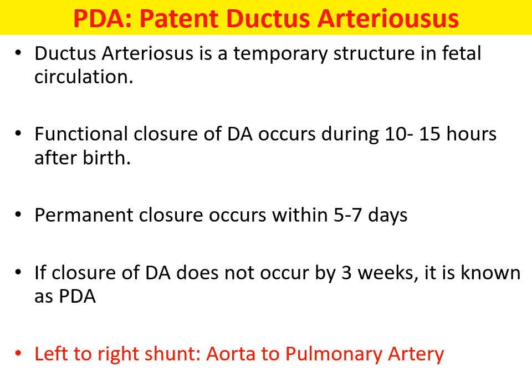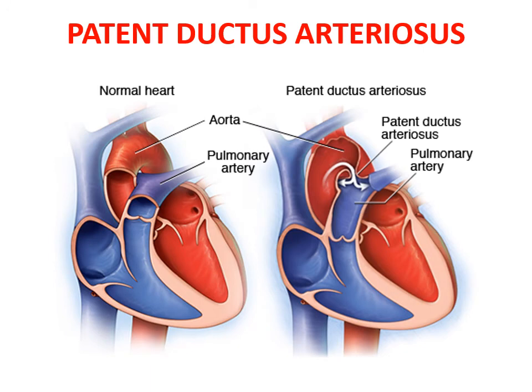As we have discussed, in this there is again a left to right shunt of blood, in which the blood is pumped from the aorta into the pulmonary artery, because again the aorta is at higher pressure and the pulmonary artery is at a lower pressure. So in this slide you can see the patent ductus arteriosus.